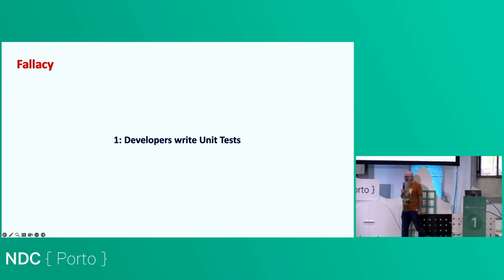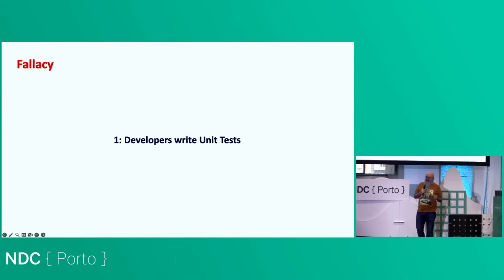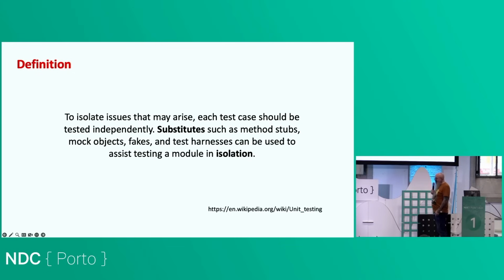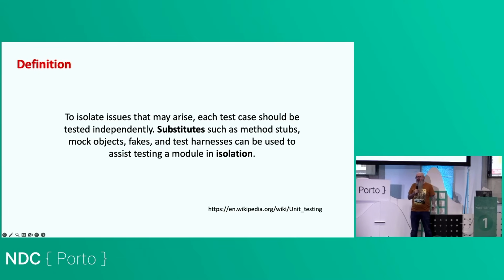The first and perhaps the most significant fallacy of test-driven development is that developers write unit tests. Nothing could be further from the truth. TDD has nothing, zero, to do with unit tests. So if I look on Wikipedia, I can get a reasonable definition of unit testing, right? Wikipedia says, to isolate issues that may arise, each test case should be tested independently. Substitutes, such as method stubs, mock objects, fakes, and test harnesses, can be used to assist testing a module in isolation. What does that mean, right?